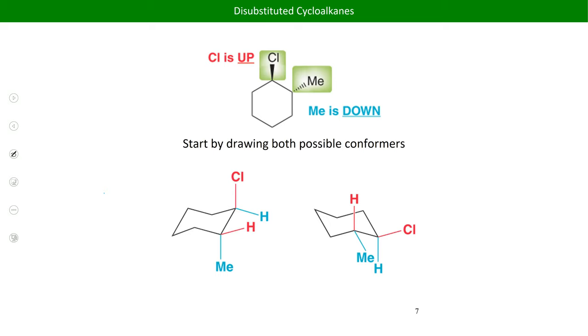So this is just more neatly drawn for the same thing. If they're trans, the methyl and the chlorine, and they're on carbon 1 and carbon 2 relative to each other, they can either both be axial or both be equatorial. And just to reinforce, out of those two that are drawn, which is the more stable conformer?